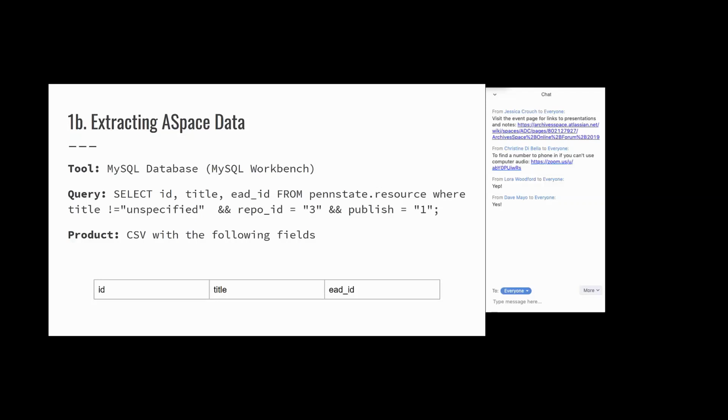In extracting the ArchivesSpace data, I went over to the MySQL database. I used MySQL Workbench to access it, and I said select the ID, the title, and the EAD ID from our resource table where the title was not unspecified. The repo ID was repo ID 3, which is our main repo, and they were published. So then I got a CSV out of that with the following fields: ID, title, and EAD ID. I should say in future slides I'm going to refer to the first ID as the ArchivesSpace ID or the ASpace ID.